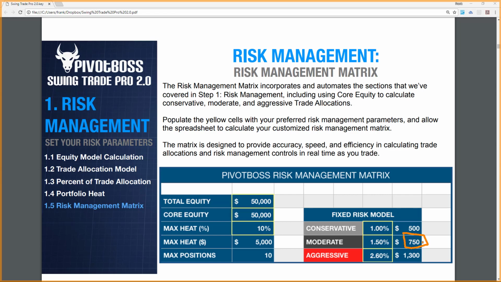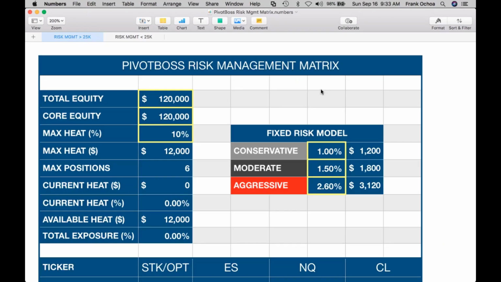If you go half position, of 750, then you're going to be dividing 750 by 2. If you go a third, then you're going to be dividing that by 3. And again, this spreadsheet is designed so that you don't have to do all this math on the fly. It's already done for you. So let's go ahead and jump into this spreadsheet. All right, let's take a look at the Pivot Boss Risk Management Matrix. This is the spreadsheet that I use every single day next to my trading machines.